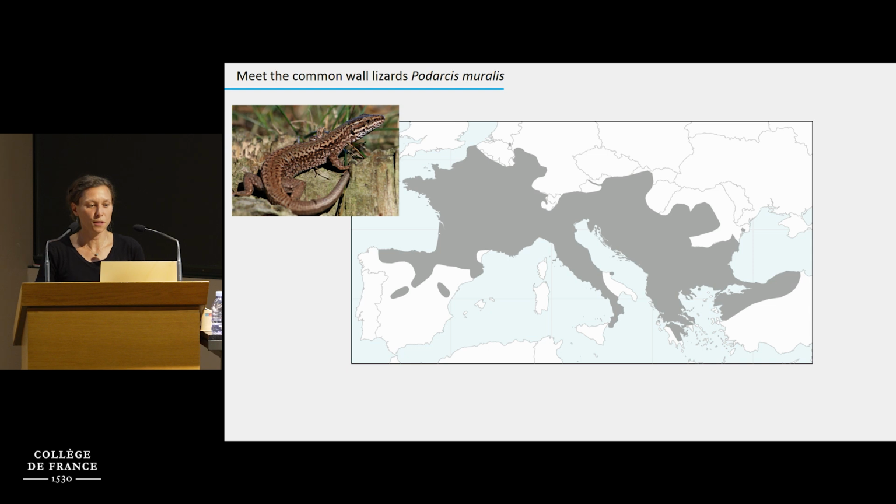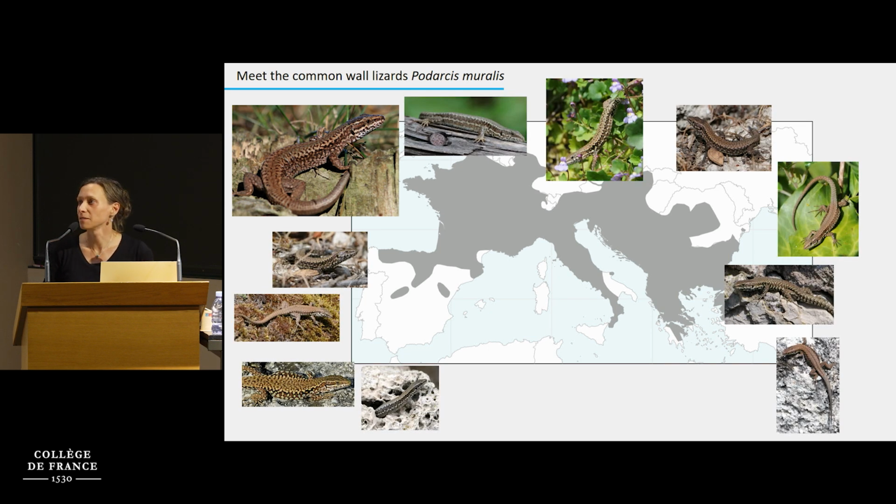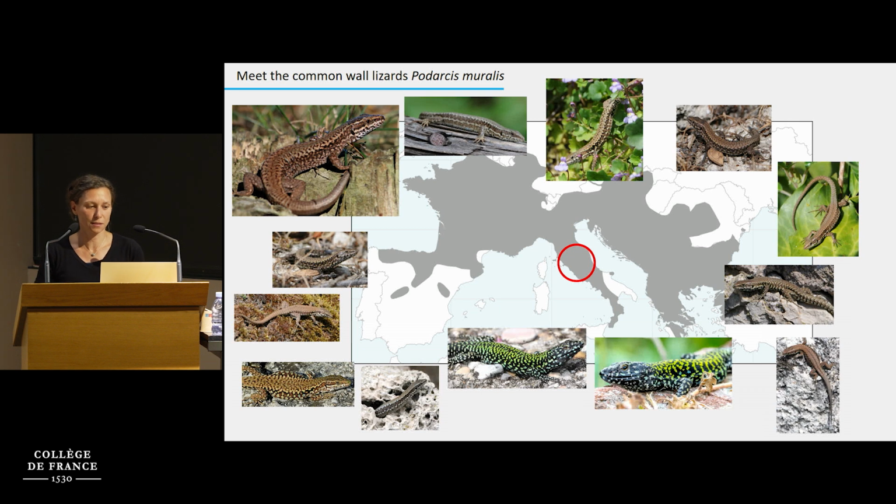And throughout most of that distribution, these lizards look like this. Brown, slender, relatively generic lizards with not many exciting features. But if you go to central Italy and look at lizards of the very same species, then you see that there's a quite drastic difference in appearance.